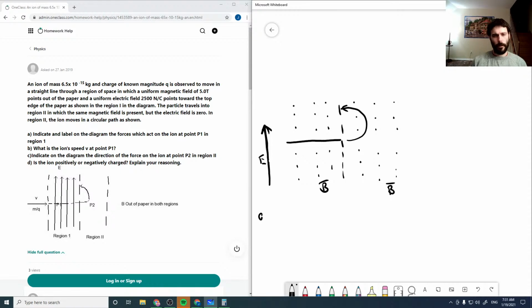Okay, so part A is indicate the forces which act on the ion at point P1 in region 1. Okay, so assuming a positive charge, then our free body diagram in region 1 is going to be an electric force going this way. And then as it's traveling in a straight line, we'll have to have a magnetic force going in the opposite direction and actually equal in magnitude.